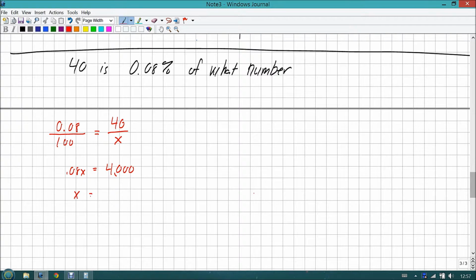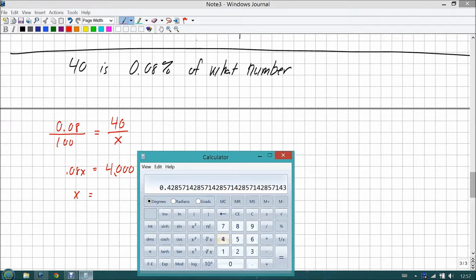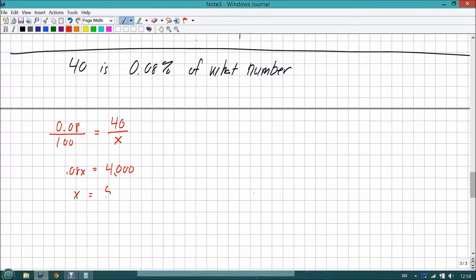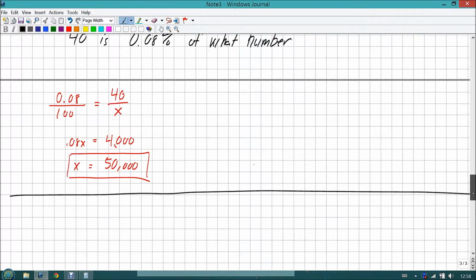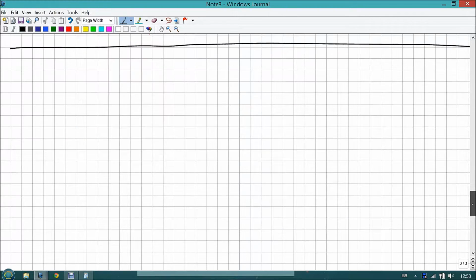I then divide by 0.08. So I'm going to use my handy dandy calculator for this. 4,000 divided by 0.08, and that gives me, wow, 50 grand. x is 50,000. Super huge number. But that's what calculators are for. When the numbers get too big to hold in your head, you may use a calculator. That's probably the best use for them.